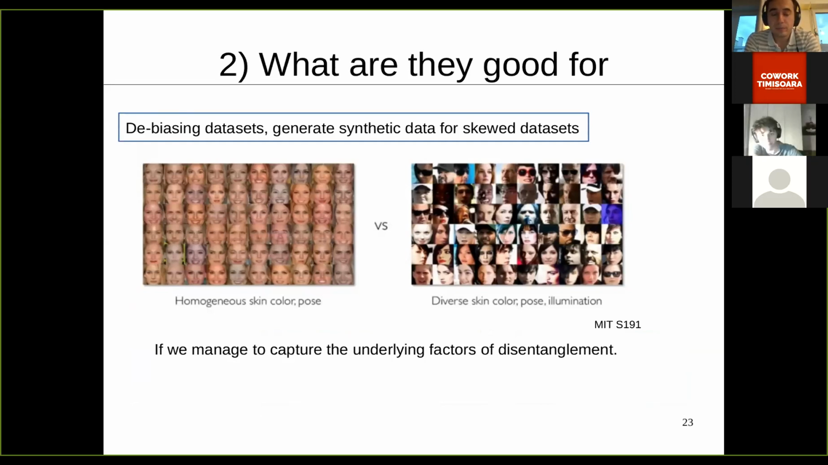Another use case is that we can debias data sets. For example, we know that in a majority of data sets with faces, they are white adult males and fewer of other ages or other races. So we can find the biases in the data sets, or we can use it to generate more undersampled images. Or we can use it to augment the data set.